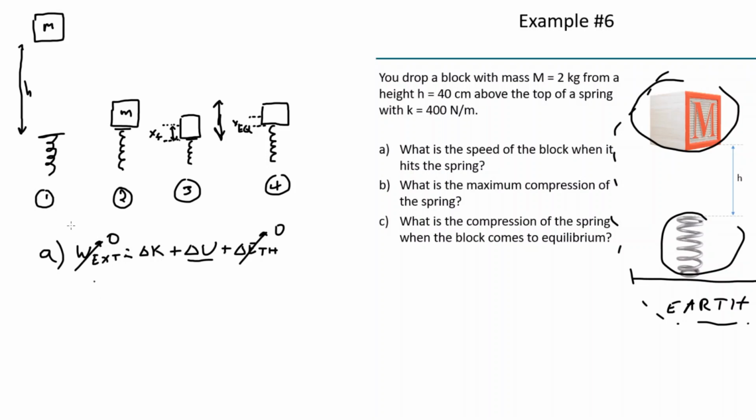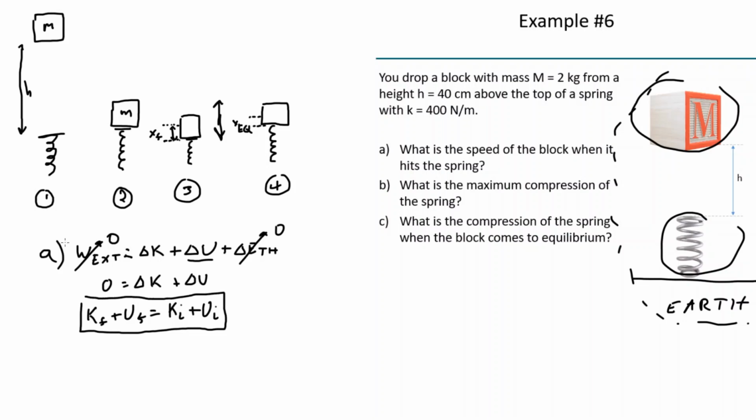So we can say that 0 equals delta K plus delta U. And we can write this instead as K final plus U final equals K initial plus U initial. All right, so this form of conservation of mechanical energy, where energy is just transformed from kinetic to potential energy, is what we're going to use to solve this problem.